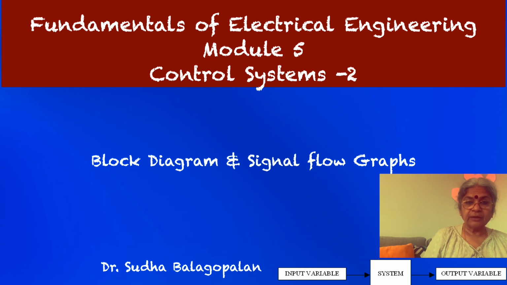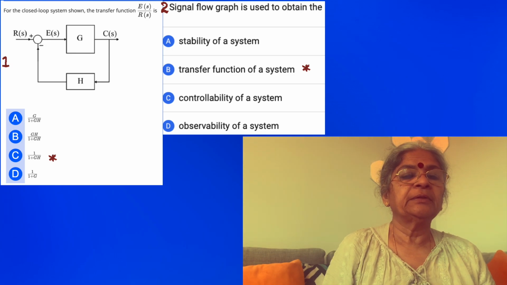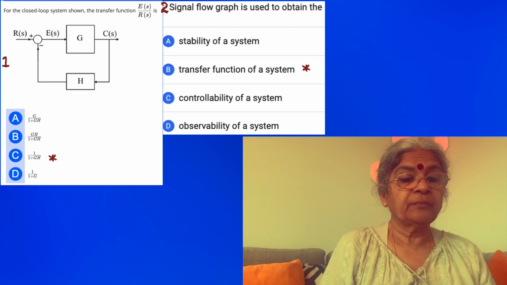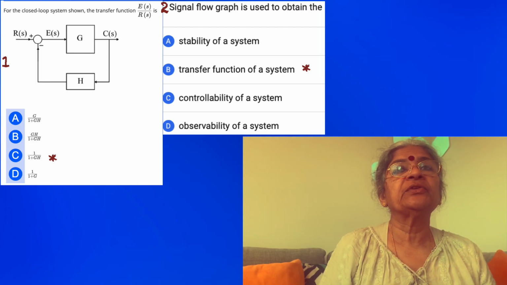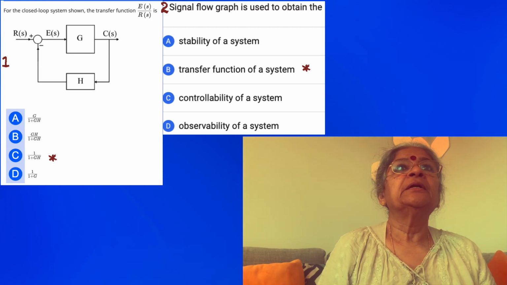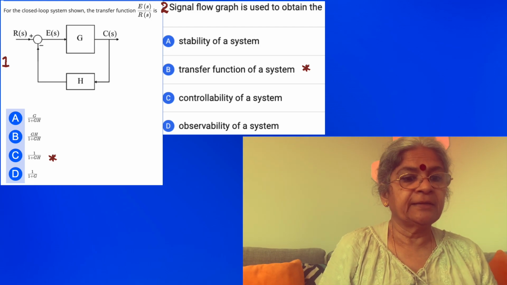So let us look at some of the problems. The first one is very simple, but be careful. It's a block diagram picture, the very general one. But what is asked is what is E(s) by R(s) and not C(s) by R(s). That is the error. Which of course you can derive as 1 minus G divided by 1 plus GH, or you can directly write it.